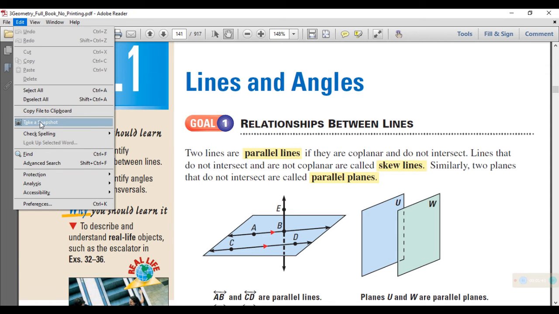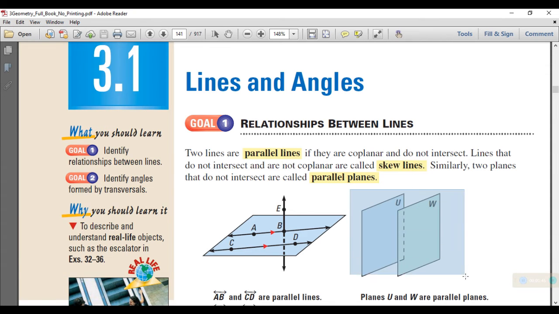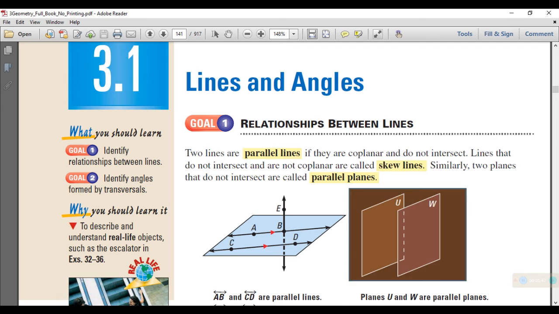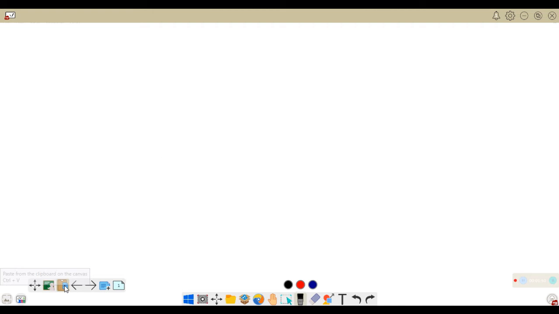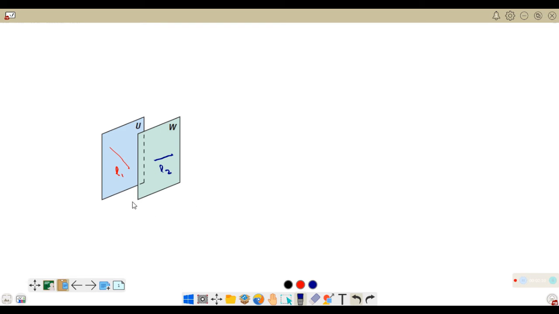Para maliwanag, drawingan natin siya dito sa kabila. So, meron tayong U and W na plane. Pag nag-drawing ako dyan ng dalawang line, halimbawa ito yung line 1. Tapos ito yung line 2. May dalawa kayong papel, nag-drawing kayo ng dalawang linya. Hindi naman sila parallel, 'di ba?